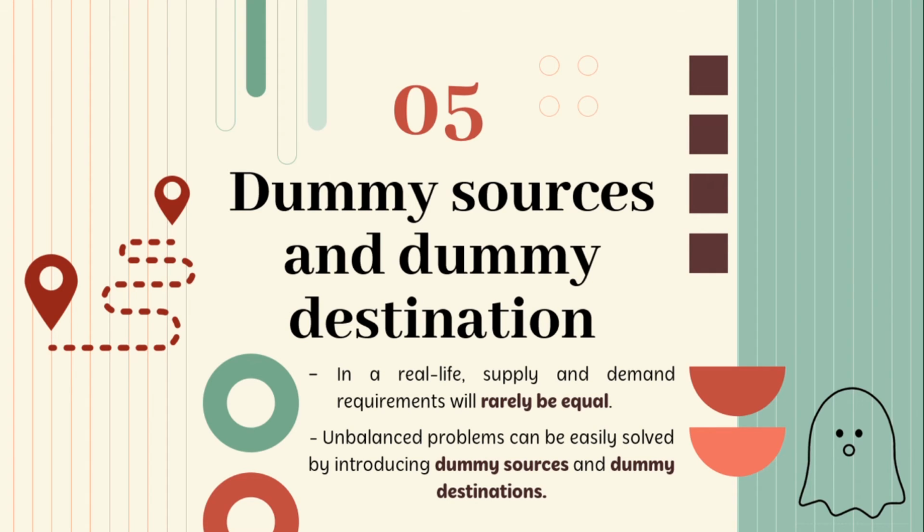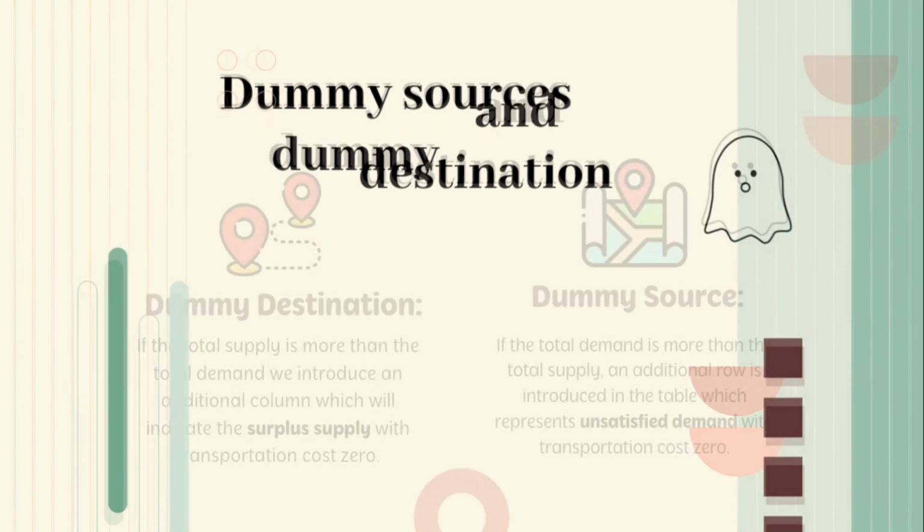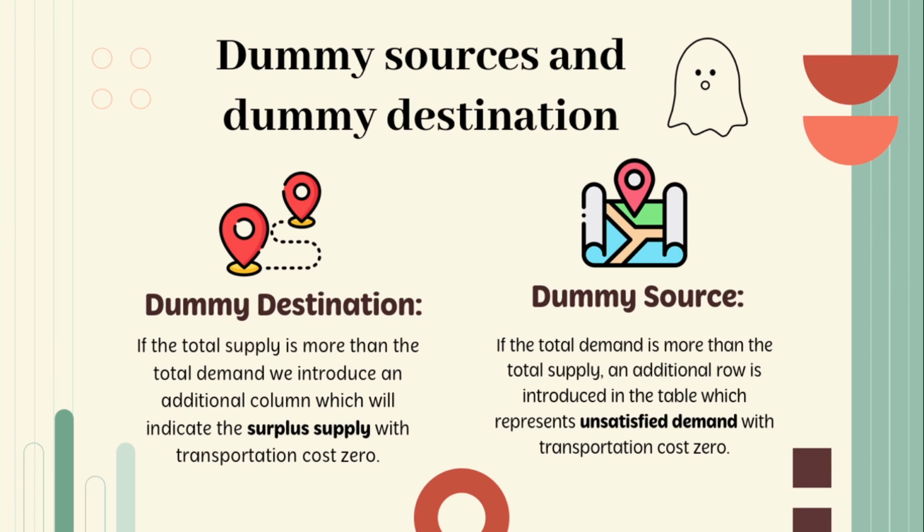Dummy sources and dummy destinations. In real life, supply and demand requirements will rarely be equal. Demand variations may be because of changes in customer preference, changes in prices, and introduction of new products by competitors. These unbalanced problems can be easily solved by introducing dummy sources and dummy destinations. These are an imaginary origin or destination with zero cost, introduced to make an unbalanced transportation problem balanced.